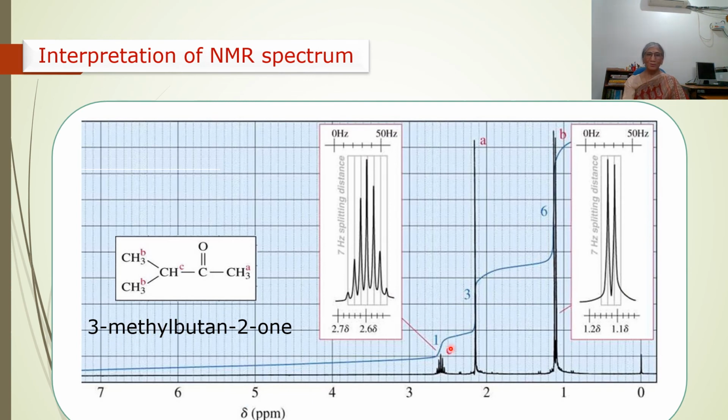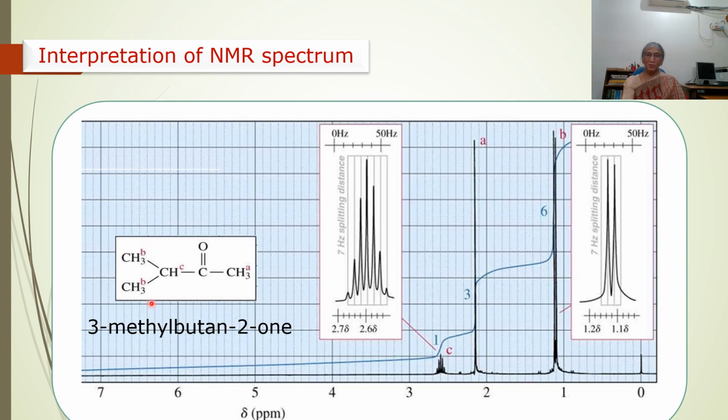This is the NMR spectrum of 3-methyl-2-butanol. There are three signals, A, B and C. Signal A is because of these three equivalent methyl protons. Signal B is because of these 6 equivalent methyl protons, and signal C is because of this methine proton. Signal A is a singlet because there are no protons present on the neighboring carbon atom with respect to these methyl protons. So it is a singlet.